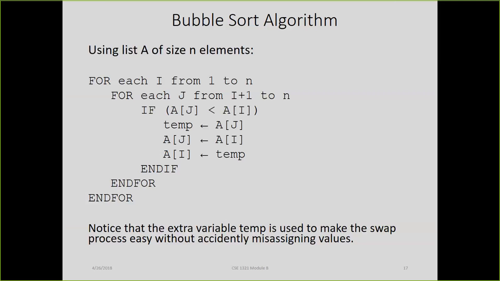It's pretty straightforward. Can anyone tell me why we need a temporary variable here? Because of the swapping, right? If we need to swap, then we use it. Looking at this algorithm, will it sort in ascending order or descending order?